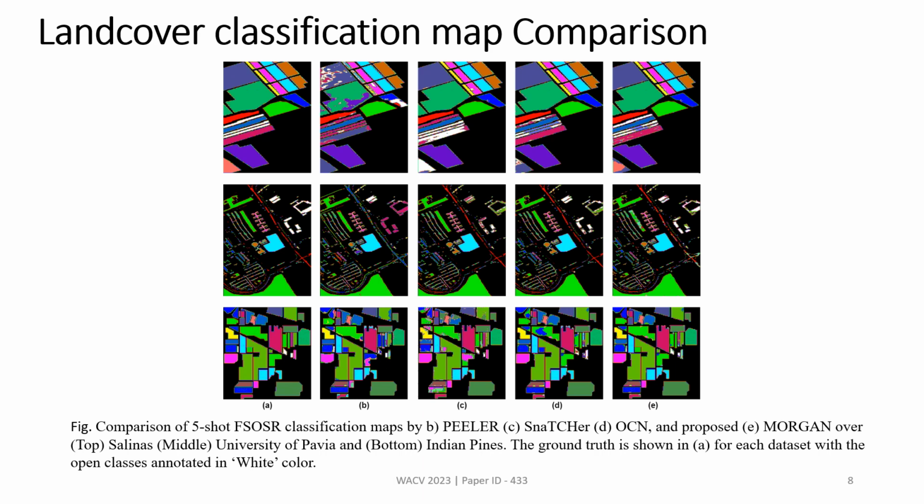In case of classification map comparison of hyperspectral datasets, MORGAN's outlier detection, which is the annotated white pixels, does not produce any false positive, and most of the pseudo-open classes are properly detected. Simultaneously, the closed set samples are also properly recognized, which is not the case with existing methods.